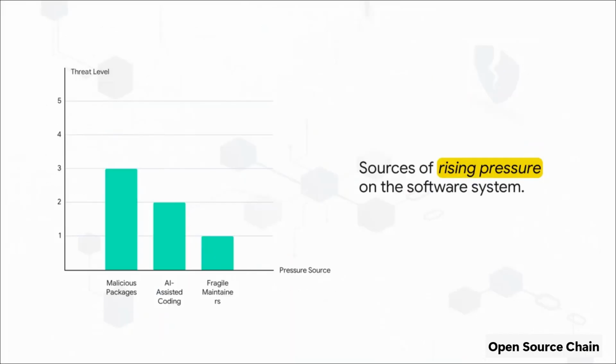Now, it's really fascinating to see exactly where that pressure is coming from. The biggest threat right now is bad actors purposely pushing infected software packages. Right behind that is the rapid explosion of AI tools suggesting code way faster than humans can actually review it. And finally, you have fragile maintainers, meaning you've got critical global systems relying on overworked teams or sometimes even just one person working for free in their spare time.